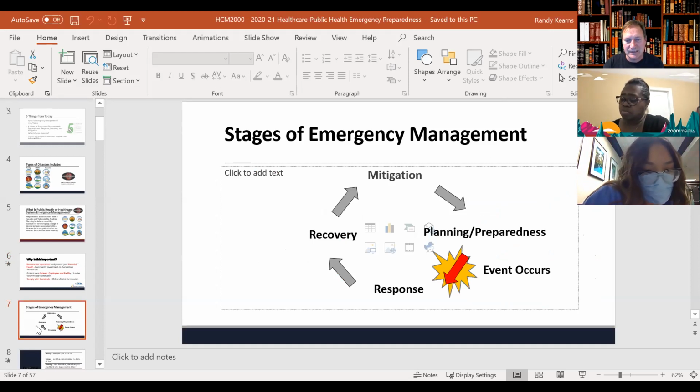The mitigation piece is that constant piece of looking for ways to avoid the disaster. But then planning for and preparing for disaster. When the event occurs, we respond to it. Once we've rescued the last person, that's when our recovery begins. We usually divide that up into a short-term and a long-term recovery. Short-term is basically getting the lights back on, getting the roads open. Long-term is if there's damage to infrastructure, repairing it and doing some long-term construction. And then all of this feeds back into the mitigation part of the cycle.